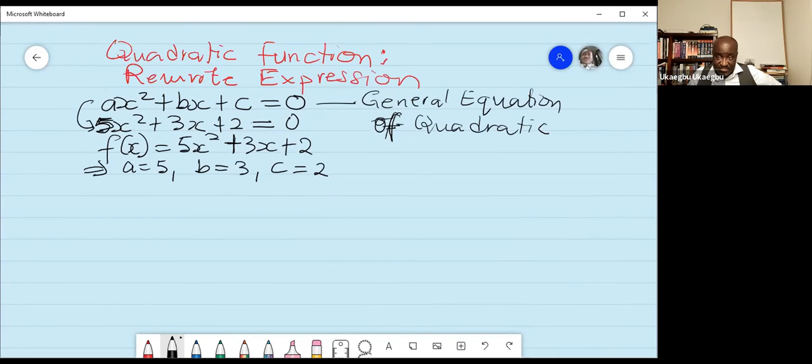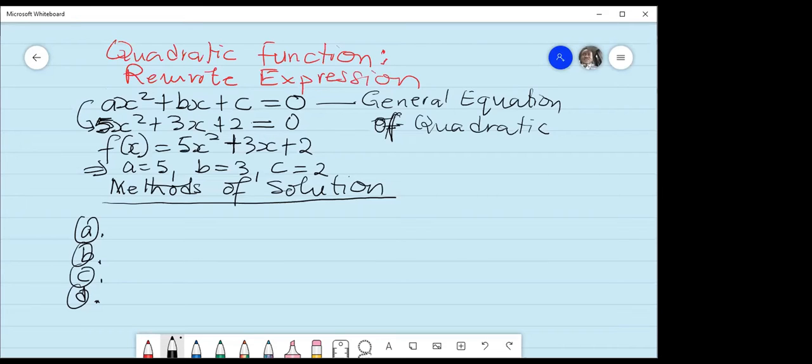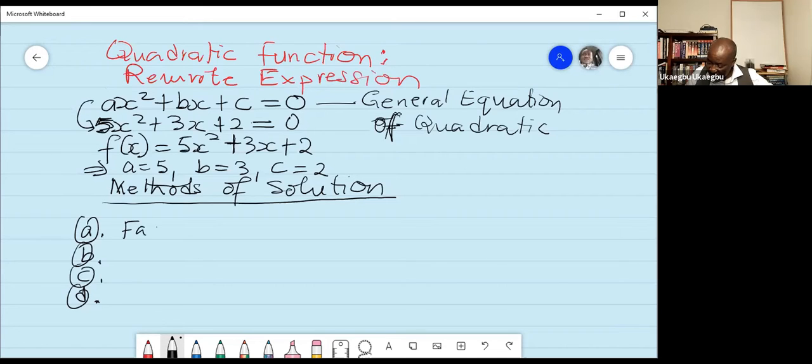Now let's articulate different methods of solving quadratic equations. So I can write it as methods. Give me the list of methods that you can use to solve quadratic equations. What are the methods that you have used in the past to solve a quadratic equation? Factoring is one of them. Thank you. Factoring, or you can call it factorization.